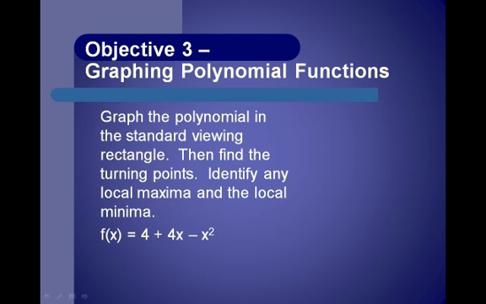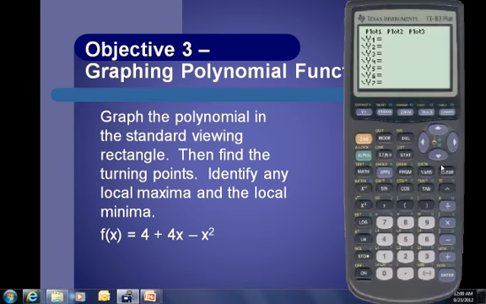Objective 3. Graphing polynomial functions. Graph the polynomial in the standard viewing rectangle. Then find the turning points and identify any local max and min. So when we put this in our calculator, we get 4 plus 4x minus x to the 2nd power. Now, because it says graph this in the standard viewing window, we're going to go to Zoom 6, which is standard, and there is our picture.